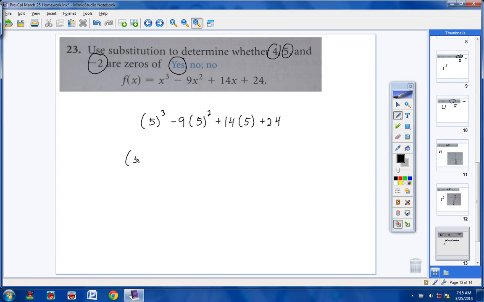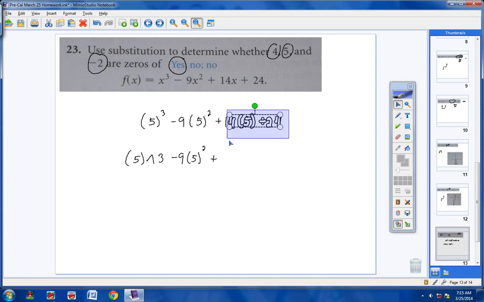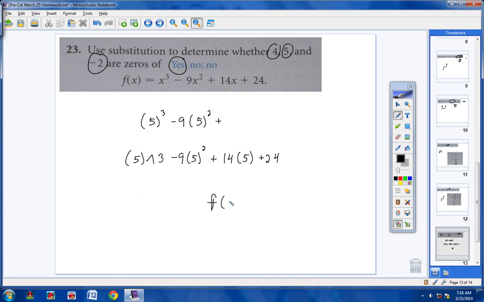Here you would have a parentheses 5, then hit your arrow button, and then a 3, and then -9, then put your 5, and then if you hit the squared button, a 2 will pop up right here, and the rest of it, of course, is just like this. It would not look any different. If you type all this into your calculator and hit enter, you will get -6. So what that means is f of 5 equals -6. So no, it does not work.